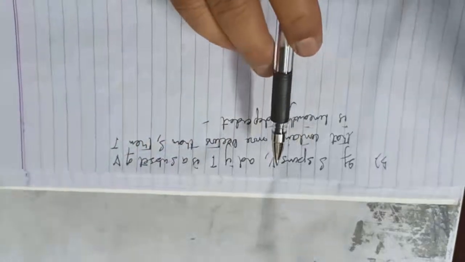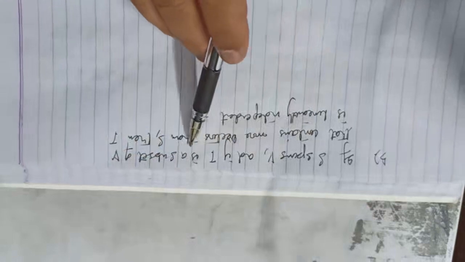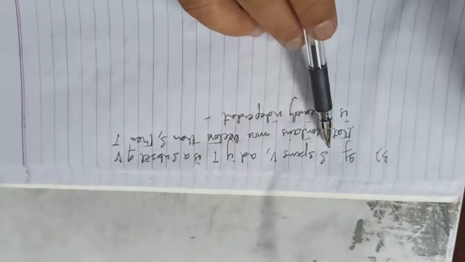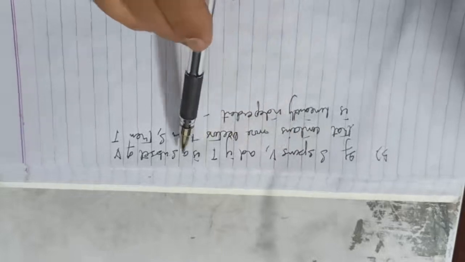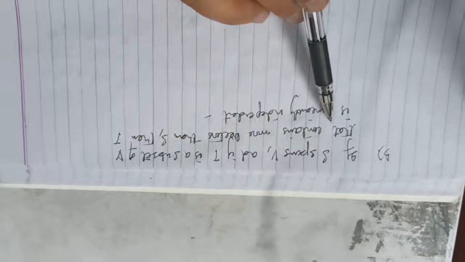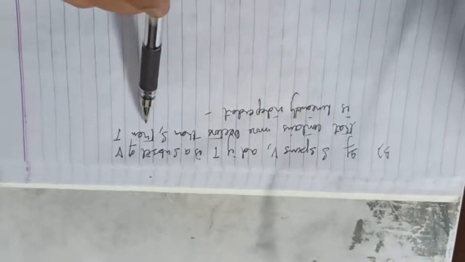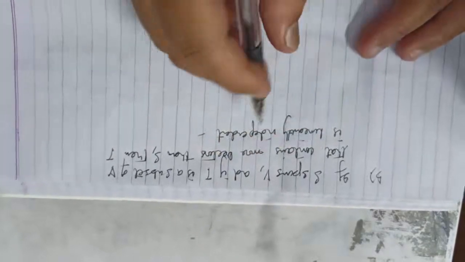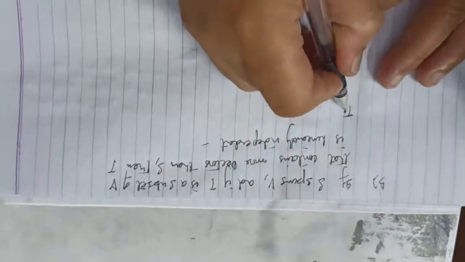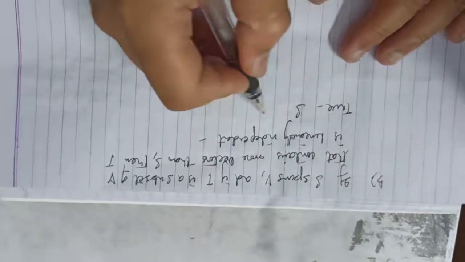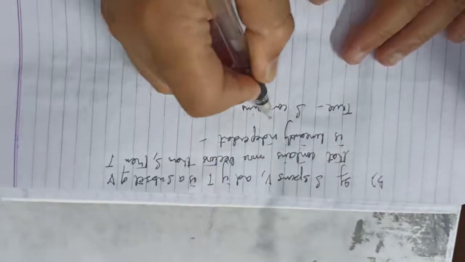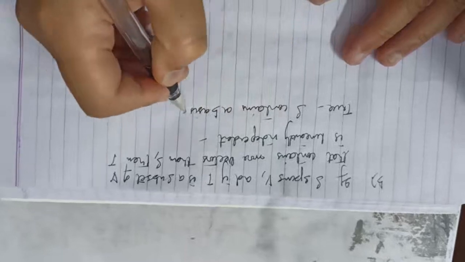So the question is: if S spans V, and if T is a subset of V, right? S is a set of vectors that spans V, so you can think of them as the basis vectors, and if T is a subset of V that contains more vectors than S, then T is linearly independent. Now this statement is true from the fact that S is a basis of V, right?